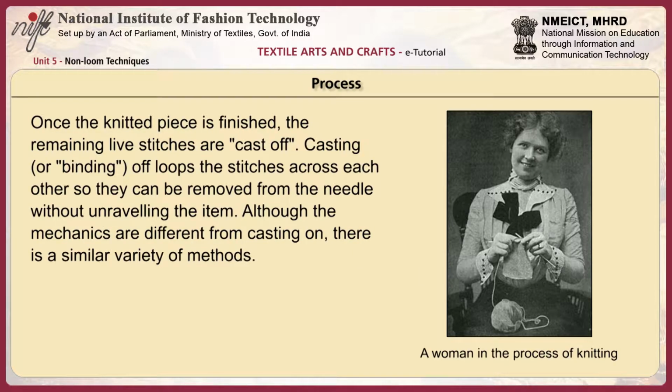Once the knitted piece is finished, the remaining live stitches are cast off. Casting or binding off loops the stitches across each other so that they can be removed from the needle without unraveling the item. Although the mechanics are different from casting on, there is a similar variety of methods.